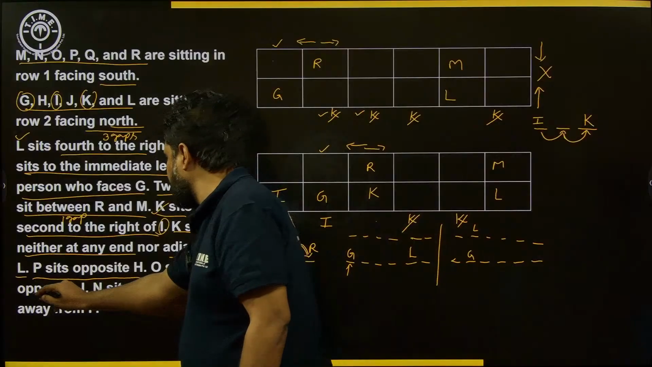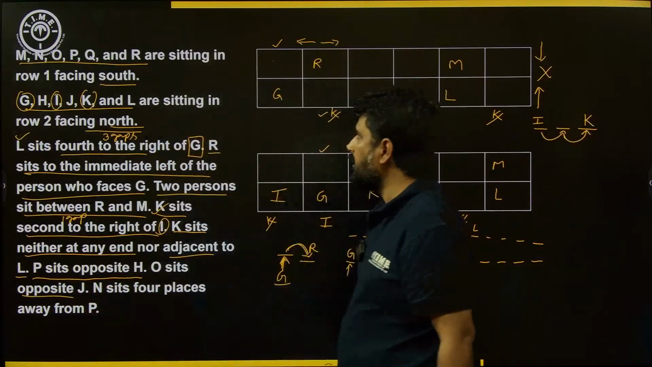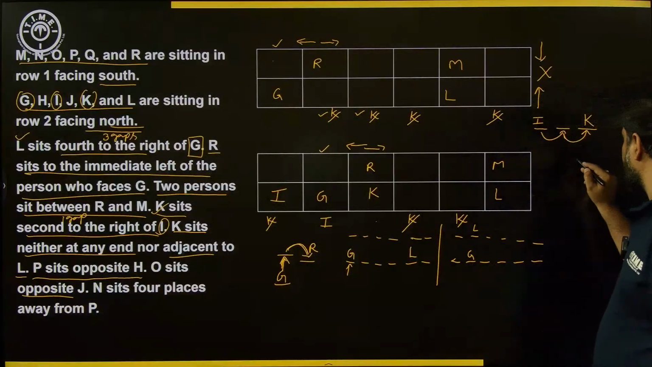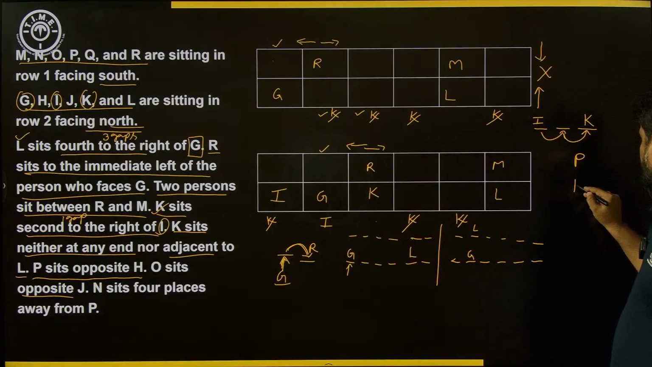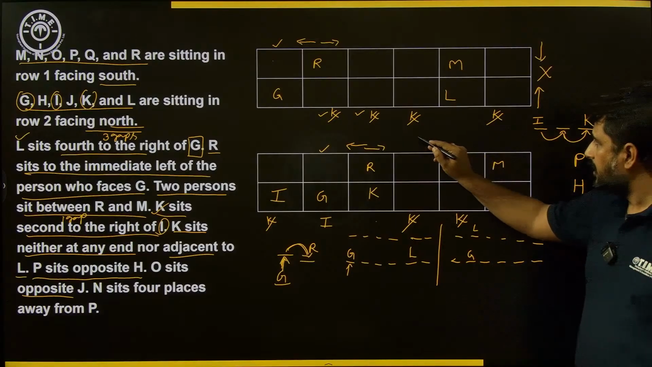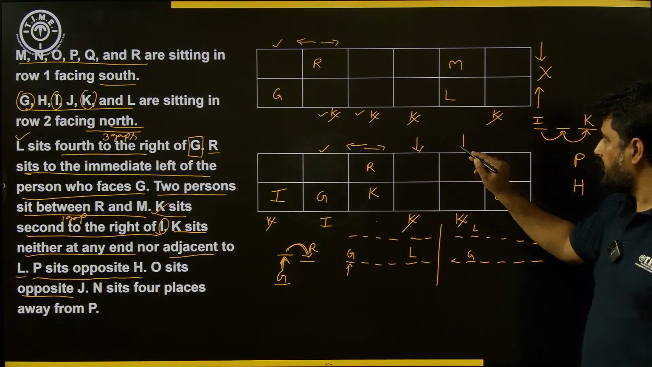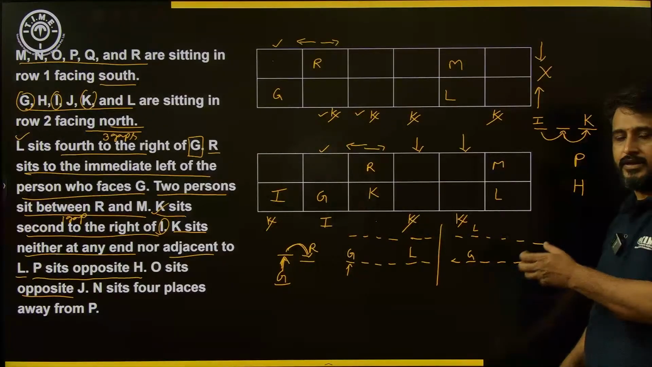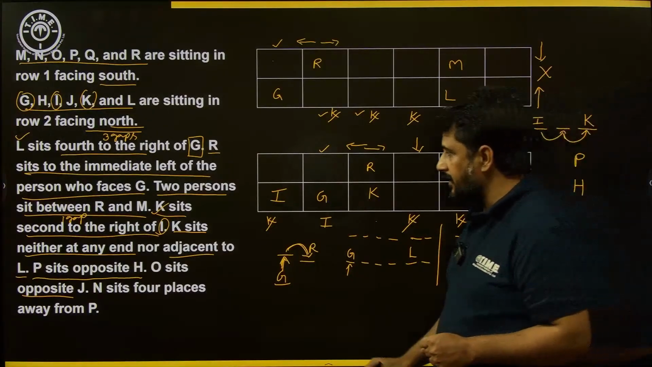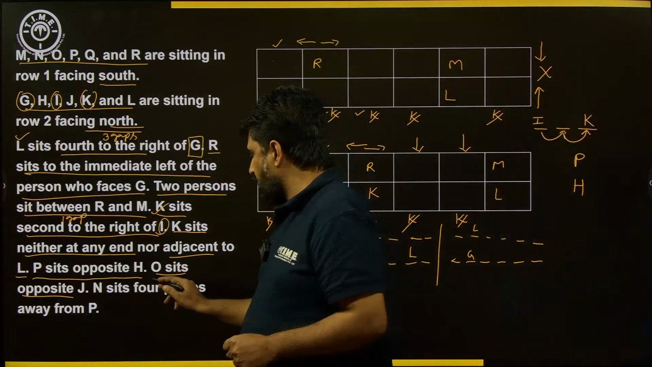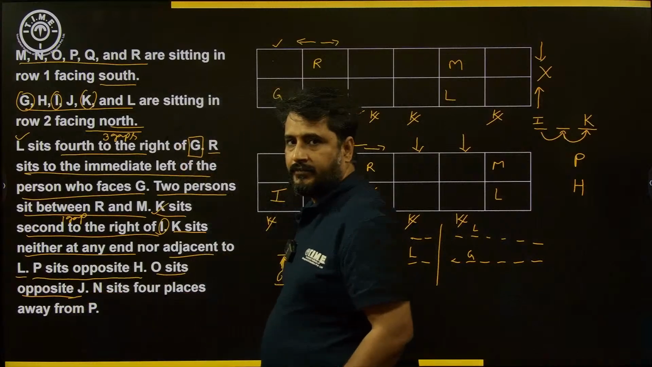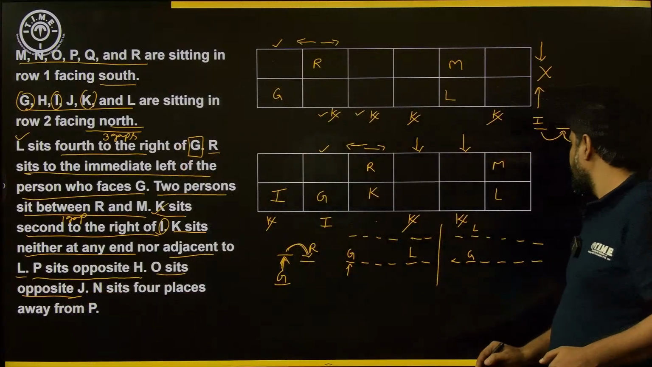O sits opposite J. So we have given P sits opposite H. Let me write here. P sits opposite H. Where we can take? Either here we can take or here we can take. P sits opposite H as it is. Even the next information, O sits opposite J.